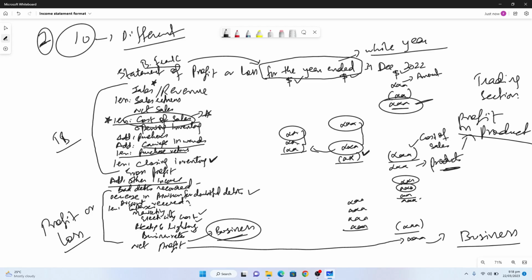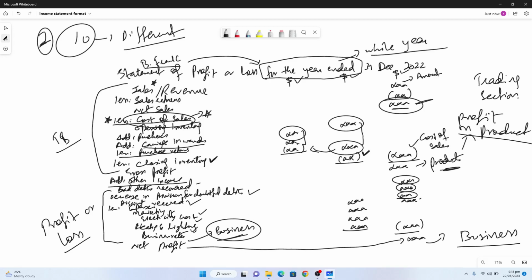Decrease in provision or allowance for doubtful debts is also an income, so we have written it down over here. And the last thing is discount received. Okay, and there is another thing, the fourth item could be gain on disposal. When you are selling an asset and there is a profit on the sale of the asset, again you record it in the other income.